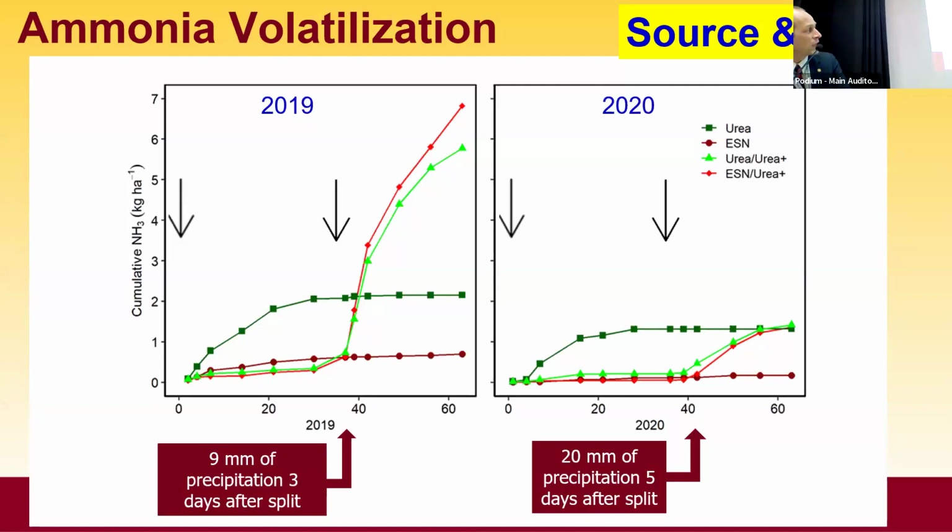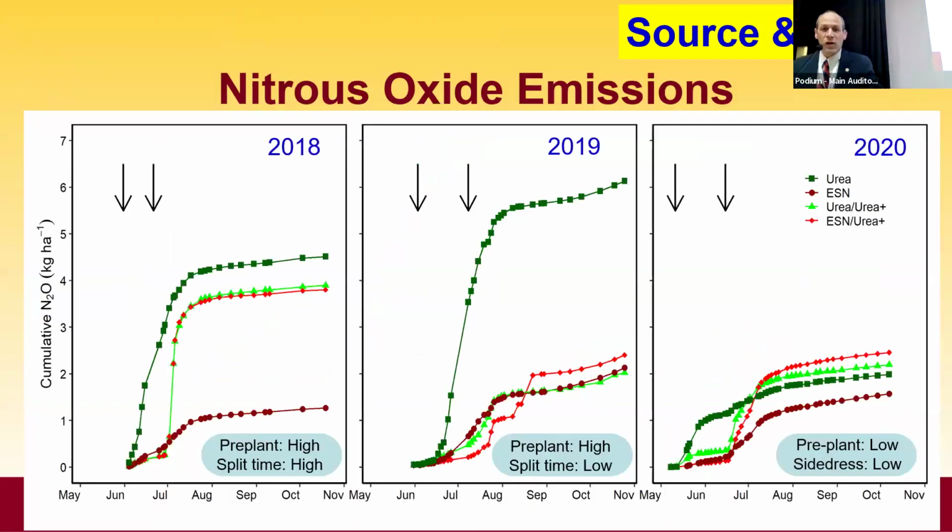In 2019, we had a very small amount of rain right after the application, just enough to solubilize urea and make perfect conditions for volatilization, and we saw substantial losses. Whereas in 2020, we had more precipitation, it got incorporated, and there was hardly any loss. And so again, precipitation is a big driver of nitrogen loss.